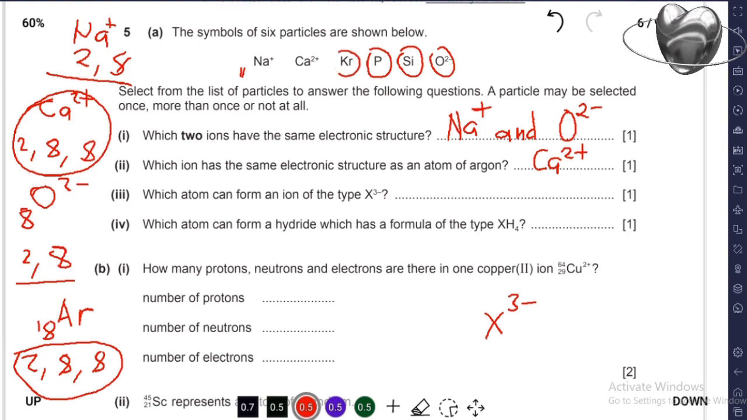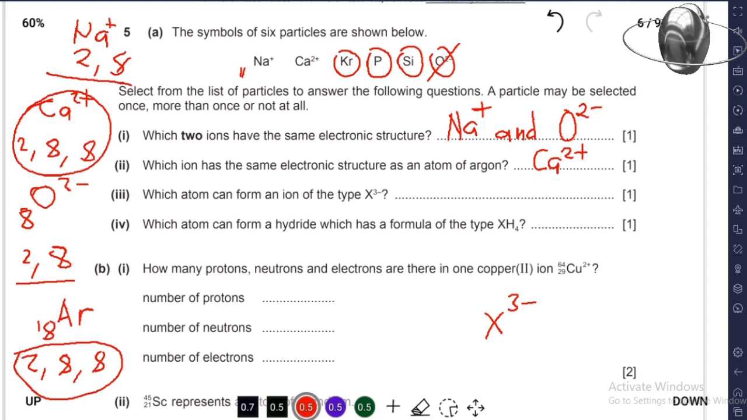Actually, even krypton is a nonmetal, it's a noble gas. Now, this krypton cannot form ions because it is a stable element. So the answer will come from phosphorus, silicon, or oxide. But oxide has 2 negative, which is different from X3 negative. So this is out. So we have phosphorus and silicon.